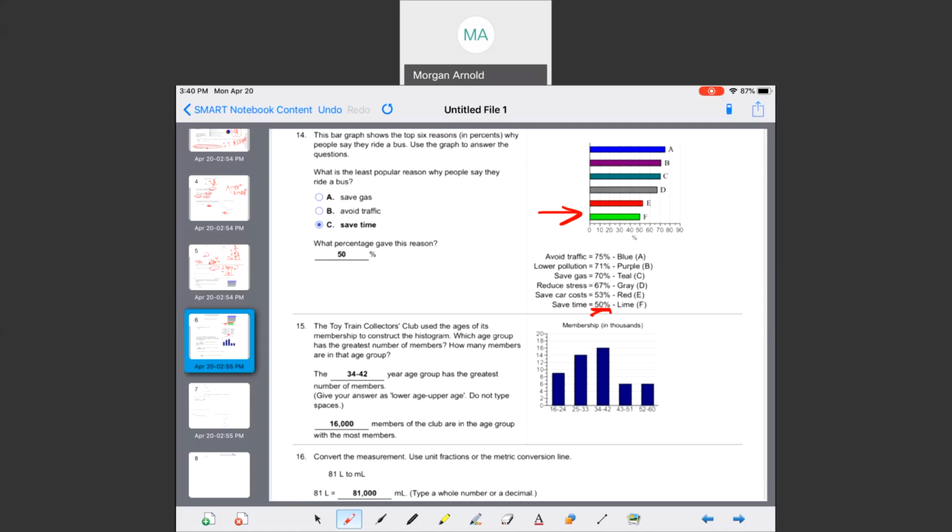Number 15, the Toy Train Collectors Club used the ages of its membership to construct this histogram. And a histogram, by definition, is where the bars have spaces between them, they don't touch. Which age group has the greatest number of members? And how many members are in the age group? According to our histogram, the highest bar is right here, the 34 to 42 age group.